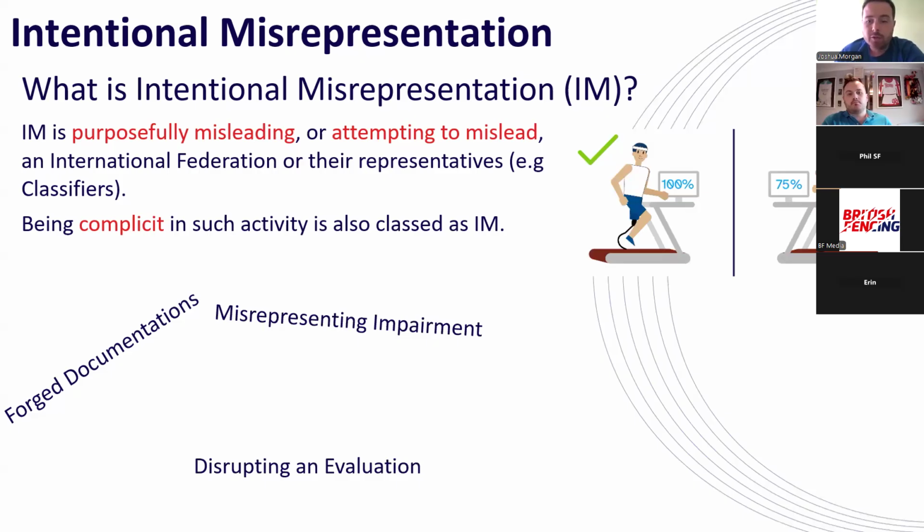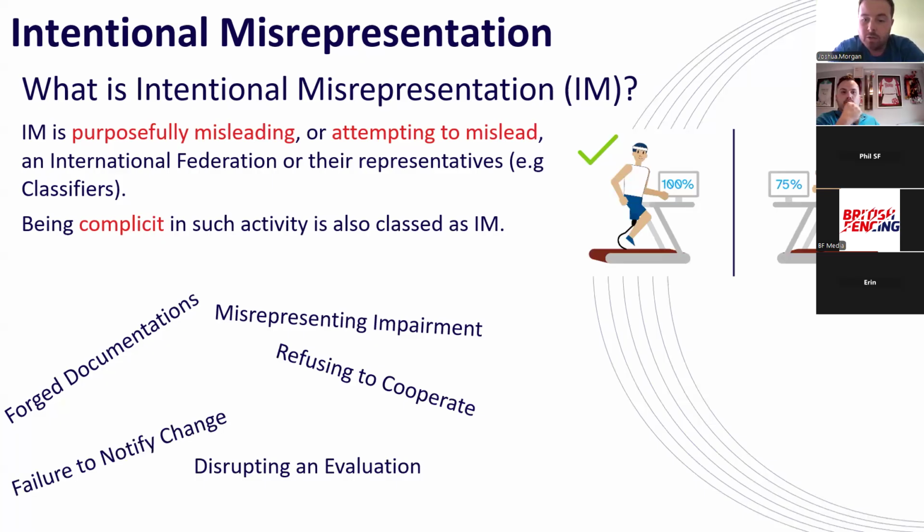Disrupting an evaluation session. Refusing to cooperate with the intention of misleading. So if a classifier is asking you to do certain tasks and you're refusing to do them because you know it will exploit something that you can do that you're trying to say you can't, it's those sorts of things that you're then intentionally trying to mislead the classifiers during the process.